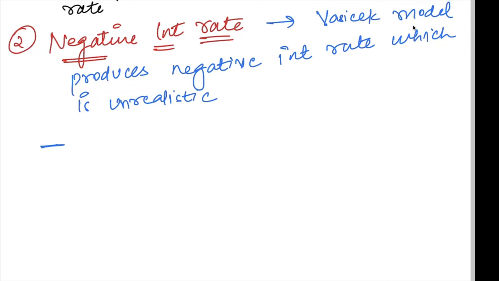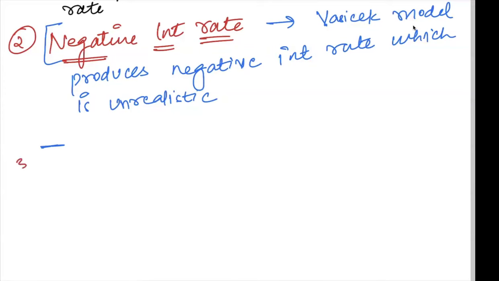But as of now in the United States, or at least in India or China or anywhere else, because the interest rates are so high, if it's generating negative interest rates, it's not a good model to consider. So this is one of the limitations of the Vasicek interest rate model, that it generates negative interest rates.